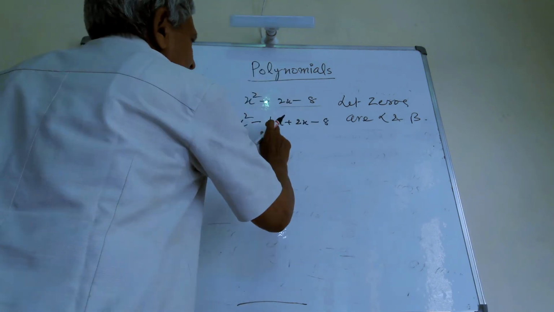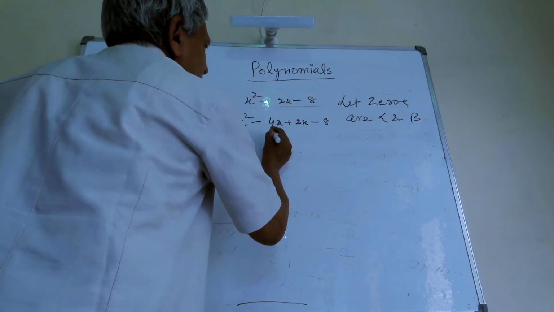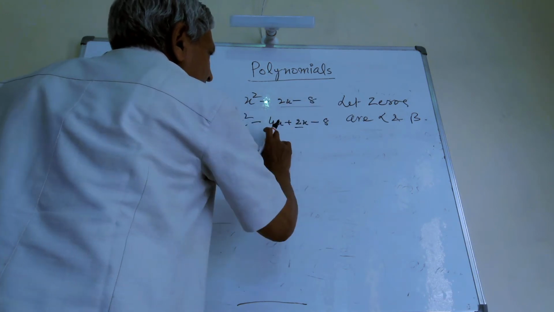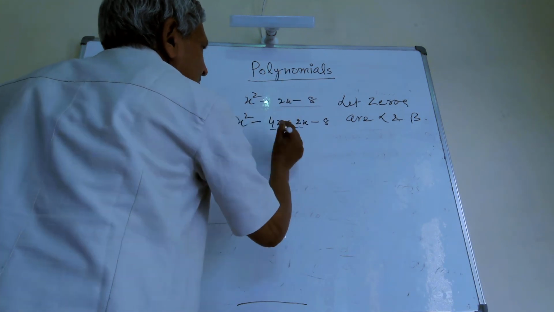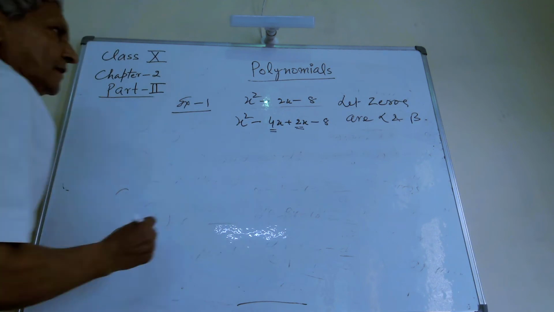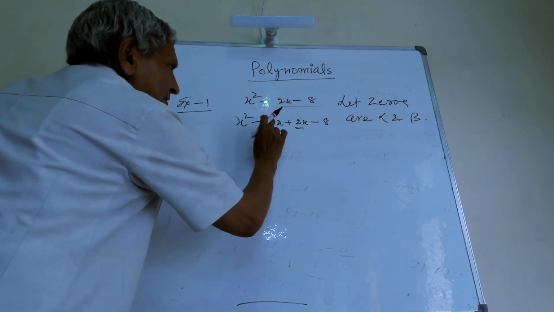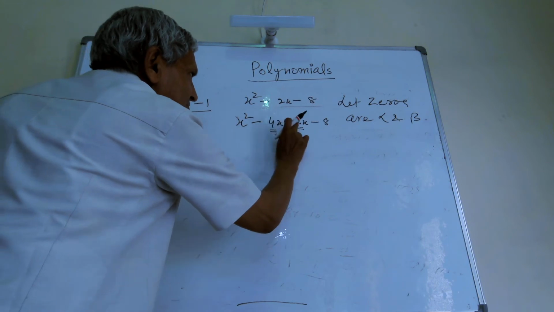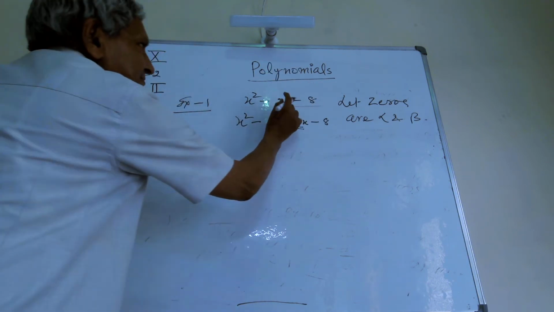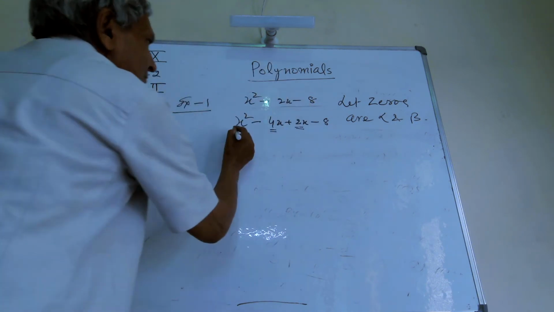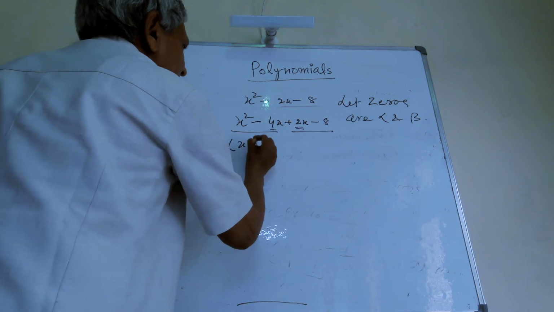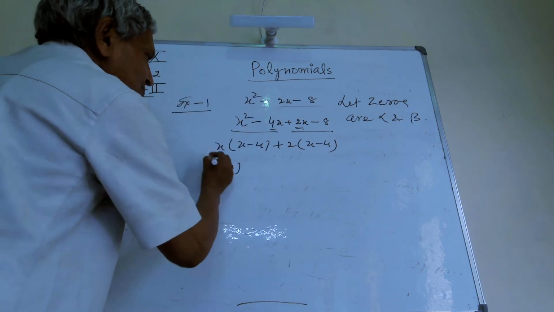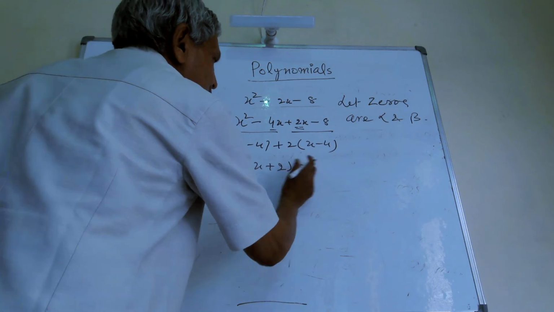because I have taken two constants, minus 4 and 2. The multiplication of minus 4 and 2 is minus 8, and the sum of minus 4 and 2 is minus 2. See here, I have taken two constants, minus 4 and plus 2. Add these two, you will get minus 2. Multiply these two, you will get minus 8. You have to check this condition here. Now making the pairs, x minus 4 and plus 2 x minus 4. The bracket should be the same, and take out the common factor: x minus 4 and x plus 2. These are the two factors.